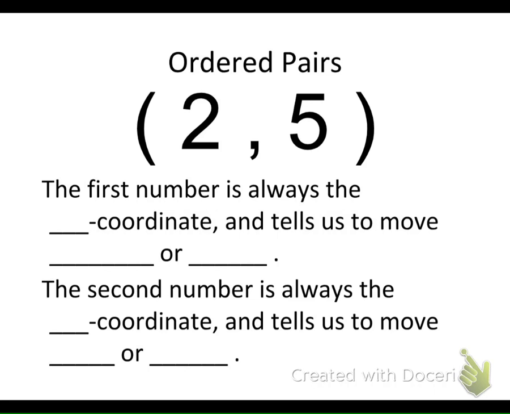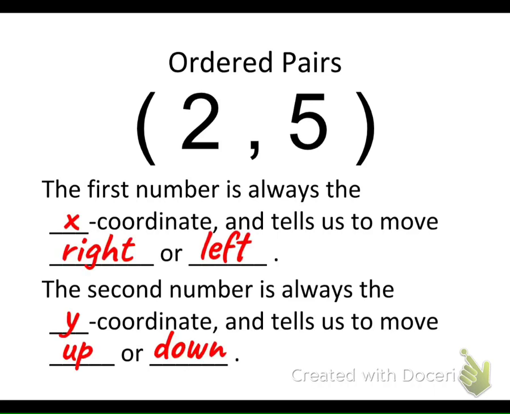When we're doing ordered pairs, the first number is always the blank coordinate and tells us to move blank or blank. What do you guys think? So the first number in the ordered pair is always in reference to our X. So X coordinate. Remember our X coordinate goes horizontal? That's going to tell us to move which directions? Left or right. Then the second number is the Y. And that's going to tell us to move up or down. Good.